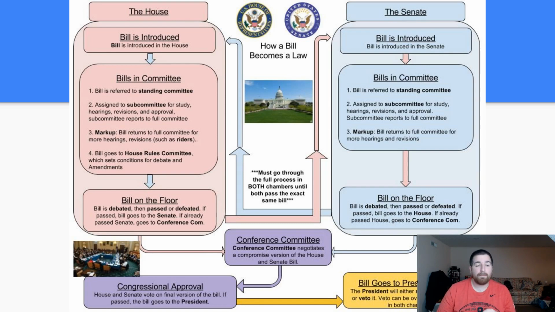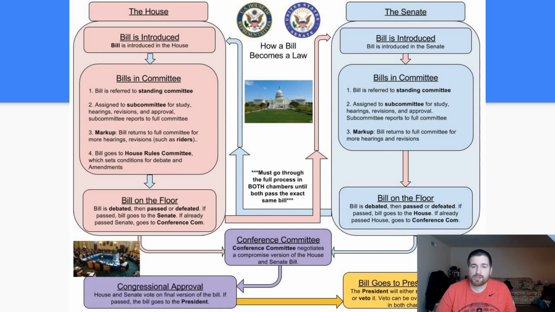If passed, the bill goes to the Senate. So again, like I said earlier, the bill has to pass in the exact same format, both the House and the Senate. So just because that bill passed the House doesn't mean that the bill is going to the president and can now be signed into law. The Senate, the process is almost exactly the same.